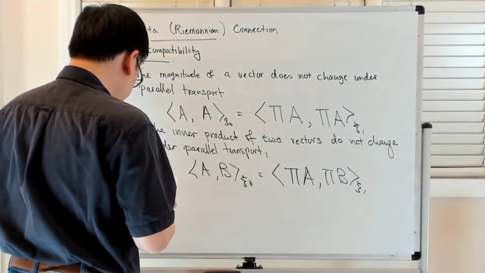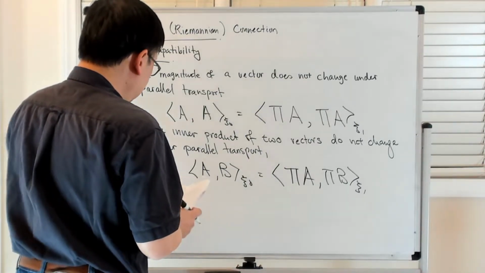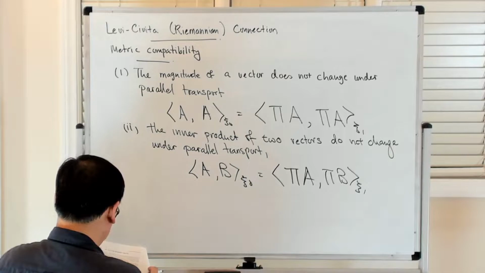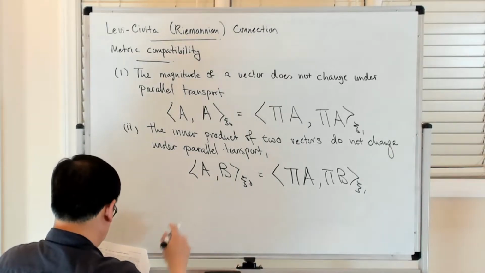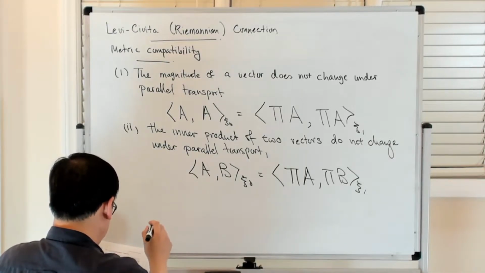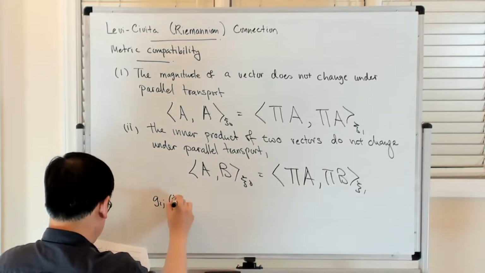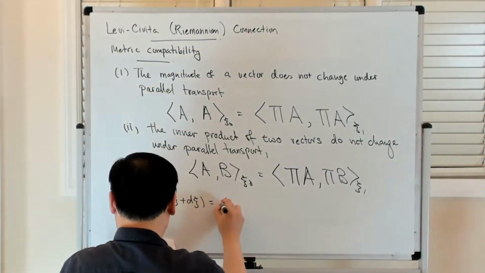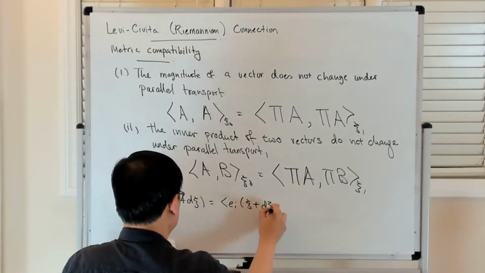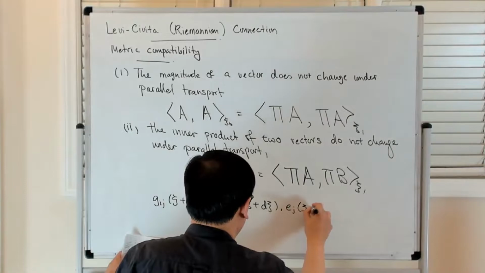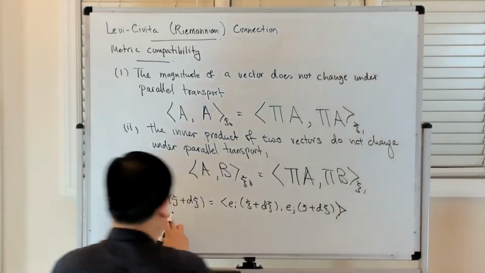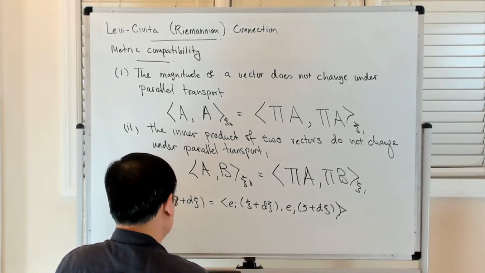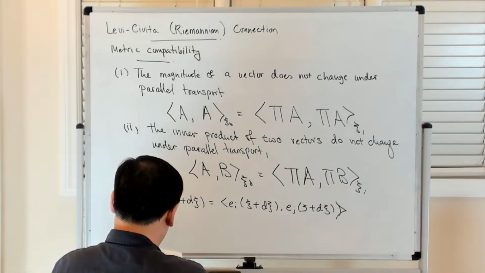So let's look at what that condition looks like and what it means. If you take g_ij at C plus dC, so I'm essentially moving that point infinitesimally, this is equal to the inner product of e_i at C plus dC with e_j at C plus dC. This is just the definition of the components of the metric tensor in terms of the inner product between basis vectors.